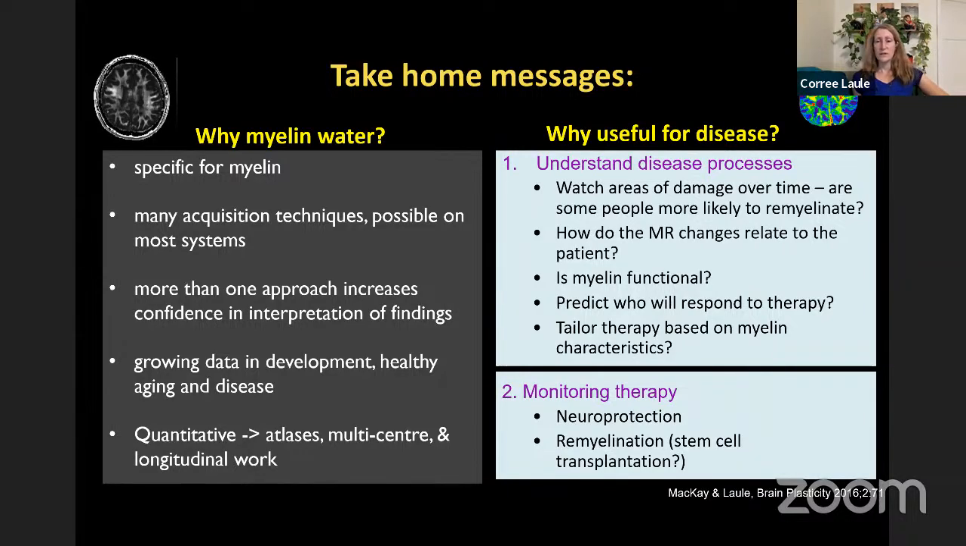I think it's also important to think about how some of these measures relate to function. It's fine to see that this person's myelin is regrowing, but how does that actually relate to how they're doing clinically? Is the myelin functional? So doing experiments where we compare myelin water imaging to functional measures such as evoked potentials is important. In terms of monitoring therapy, I think there are lots of applications. Neuroprotection is one, and there have also been a lot of remyelination-based therapies developing, at least in the MS world.